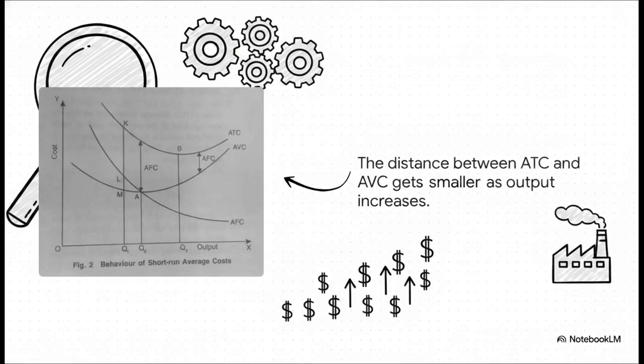Watch how the average total cost, or ATC, and the average variable cost, AVC, behave as output increases. You'll notice the gap between them gets smaller and smaller. Why? Because that vertical gap is your average fixed cost. As you pump out more and more units, that fixed rent is getting spread thinner and thinner across a much larger volume. This drives that specific per unit cost down, pulling the two average curves closer together, even though mathematically they can never actually touch.